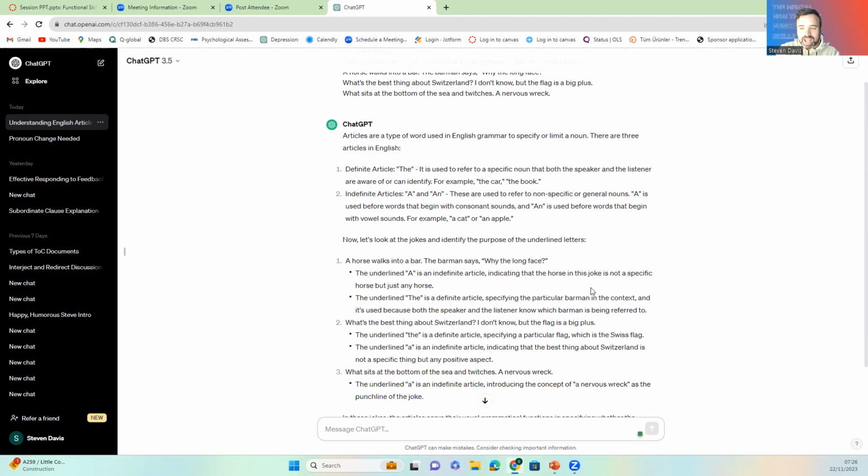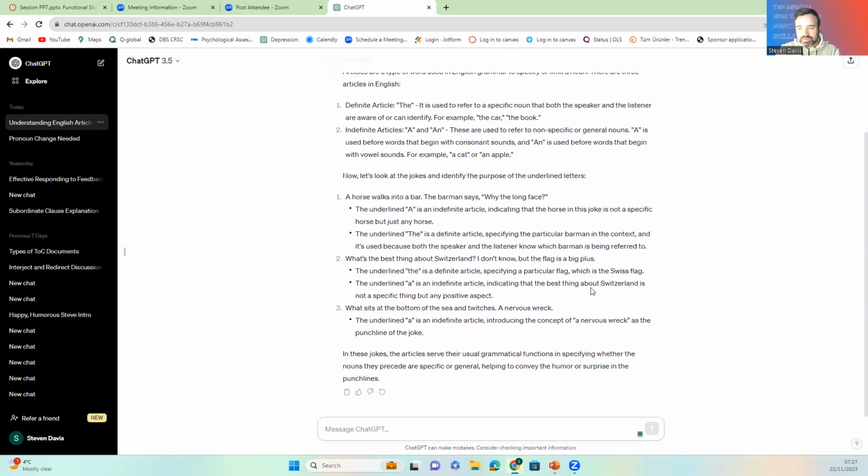Indefinite articles a and an. So the use of these refers to non-specific or general nouns. A is used before a word that begins with a consonant sound. An is used before words that begin with vowel sounds. For example, a cat or an apple. Now look at the joke and underline the articles.